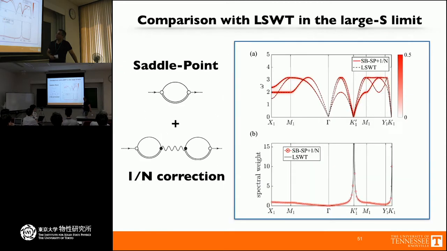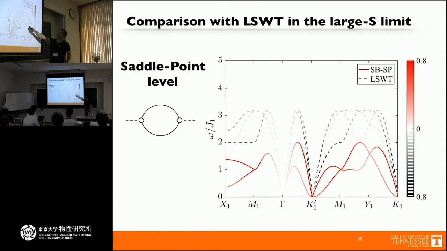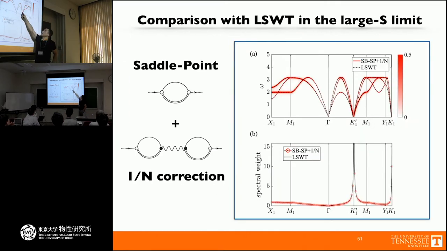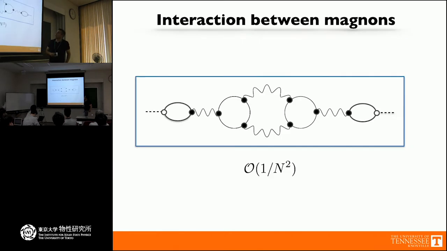But as soon as you add this 1 over N correction, after taking the large S limit with the condensed propagator for one of the two lines, now you get an exact agreement with linear spin wave theory, right? So you go from this kind of agreement to this agreement. This is a comparison of the single magnon dispersion from the linear spin wave theory with what we get after adding this correction. This is the intensity, the comparison of the spectral weight for different values of the wave vectors. So you can see that there is a very good agreement.